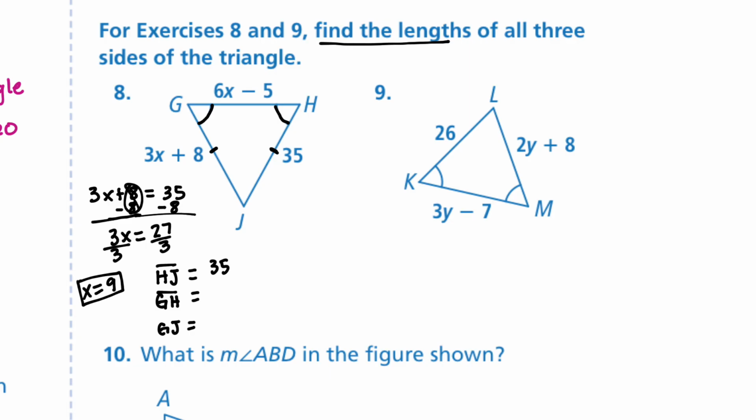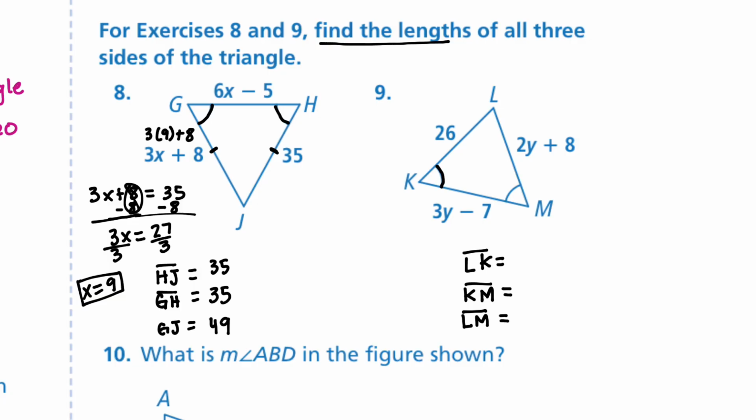Now that we have that value, all we have to do is plug it in. So you would have 3 times 9 plus 8 for side GH, and side GJ would be equal also to 35. We didn't even have to plug it in. Do the same thing for our side GH. That gives you 49.